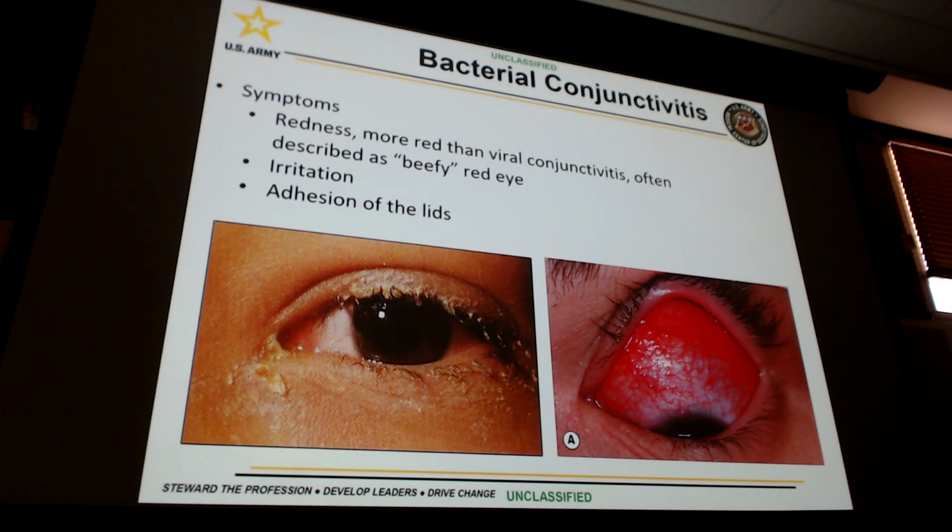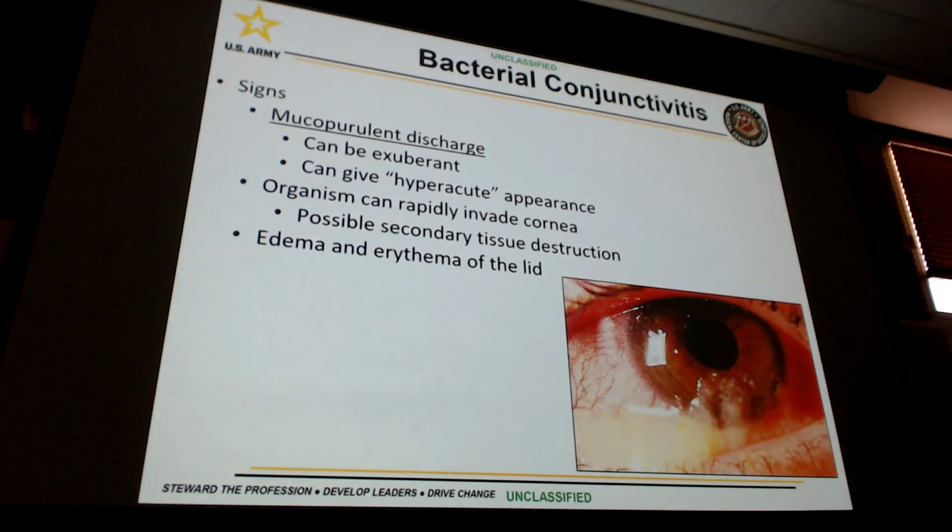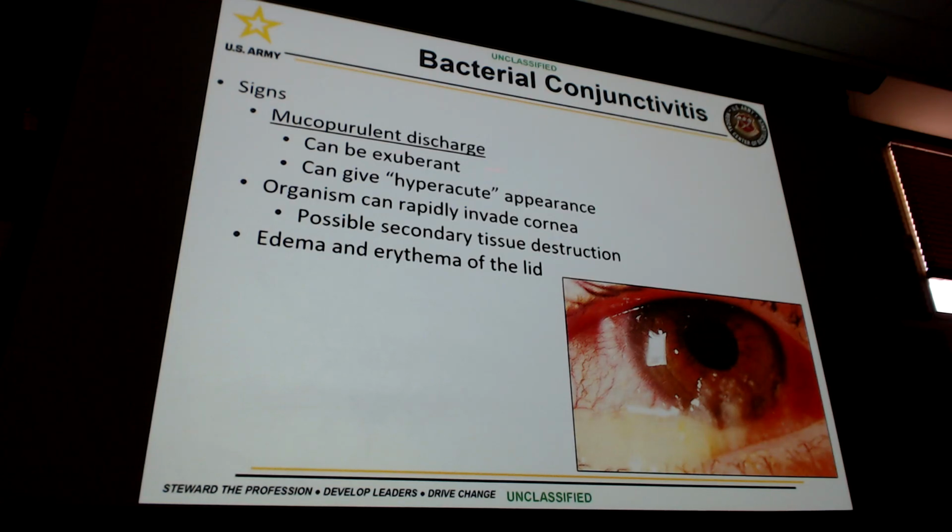Beefy red eye and mucopurulent discharge. This is one of two places that you're going to see that word. The other was with dacryocystitis. So if you see mucopurulent discharge and there's no bump inferior nasally, it's probably bacterial conjunctivitis.